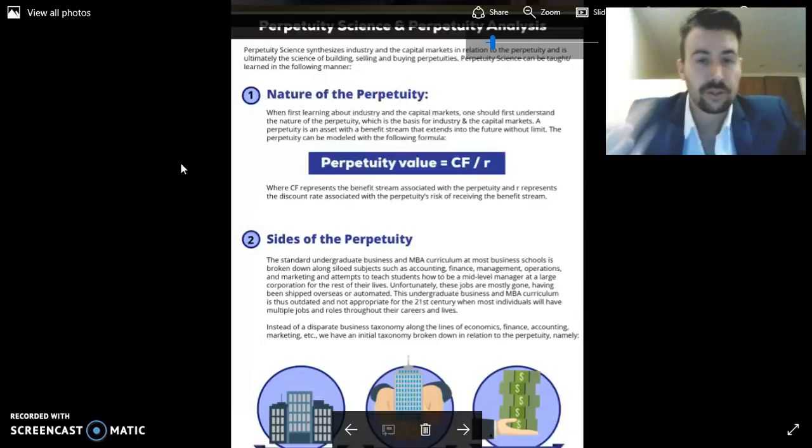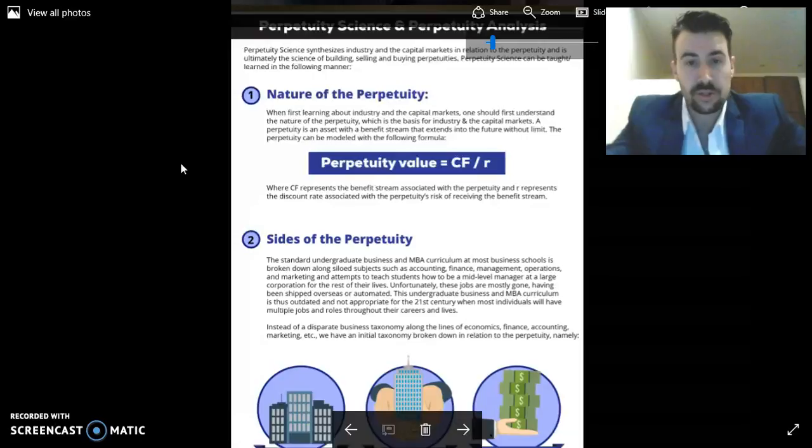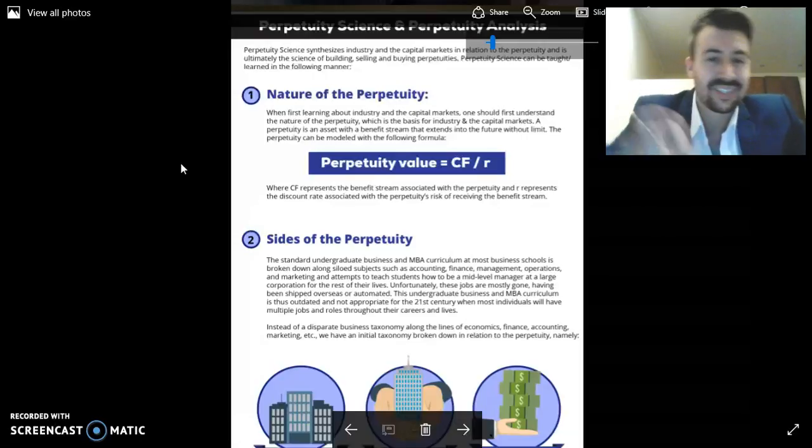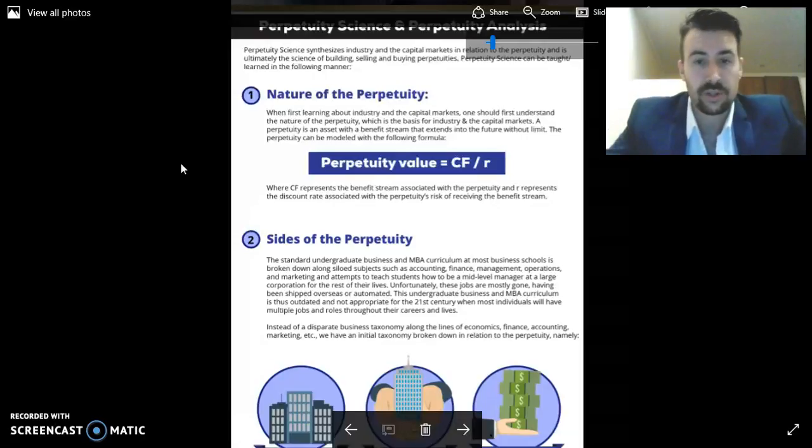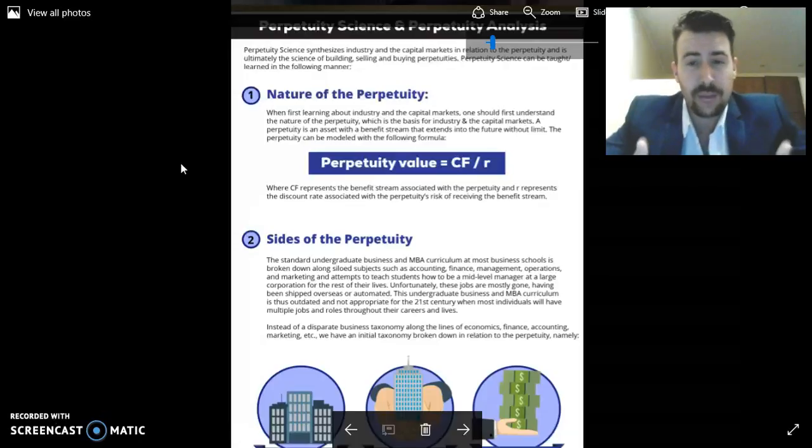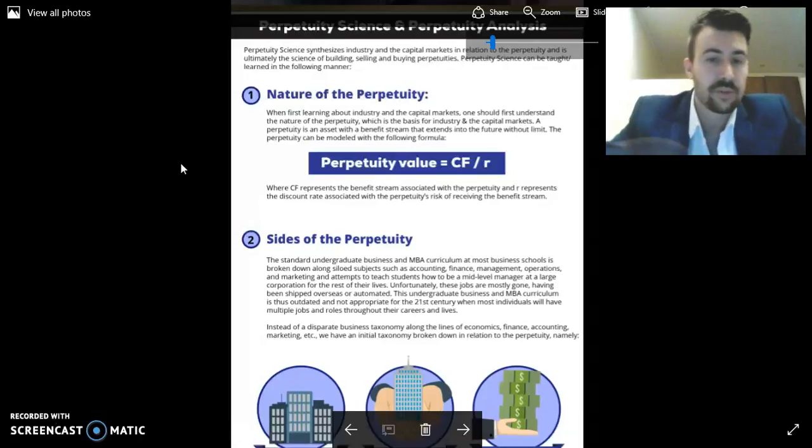Moving on to the second portion of perpetuity science and learning it is understanding the sides of the perpetuity. And there are three sides to a perpetuity, which we're going to talk about in just a moment here. But the standard undergraduate business school and MBA curriculum at most business schools is broken down along siloed subjects, as we all know, such as accounting, finance, management, operations, marketing. And it actually attempts to teach students how to be a mid-level manager at a large corporation for the rest of their lives. Unfortunately, these jobs are mostly gone, having been shipped overseas or automated.